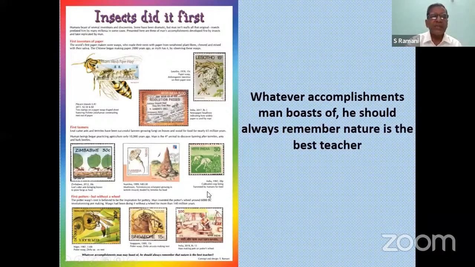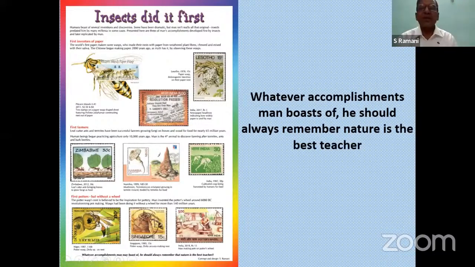Another of the firsts that I would go with insects is the pot. This is done by the potter's wasp, which actually makes a pot very, very similar to the pots that we make, but without a wheel. So they're able to make this pot so nicely without a wheel, whereas we actually have to use a wheel to make a pot of the kind. So they are the ones who inspired us to make pots. These are beautiful pots that they make, and they put larvae in them and lay an egg inside them. So these are potter wasps. We should always remember that nature is the best teacher.